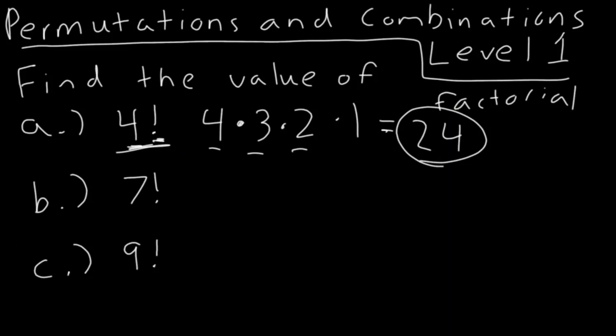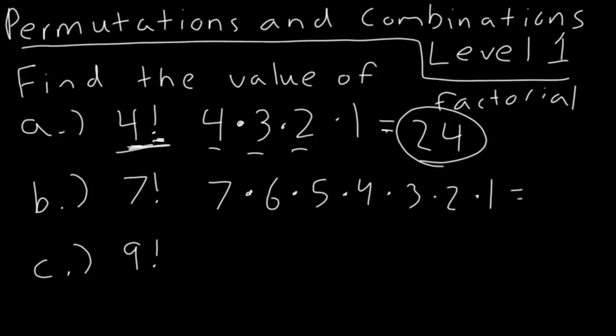Here we see 7 factorial. So now we have 7 times, and think to yourself, what is the next number going to be? Well, we subtract by 1, and we get 6, and then times 5, times 4, times 3, times 2, times 1. Now in this case, what I would probably do is use my calculator.